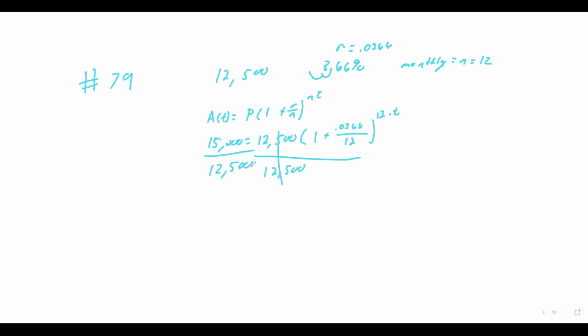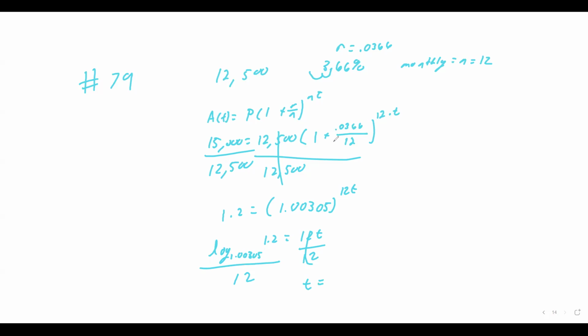Using our calculator, I'm not going to switch back and forth on that. So that'd be 15,000 divided by 12,500 is 1.2. I'm going to go ahead and do this math as well. So that's 0.0366 divided by 12 plus 1 will actually give us 1.00305 to the 12t. Now, using the log rule, I can say, well, this will be log base 1.00305 of 1.2 has to equal 12t. Then you would take that result and divide it by 12. And so now my time would equal something.